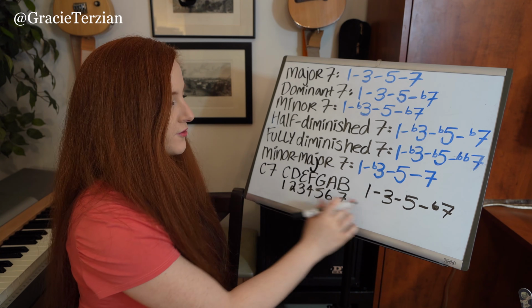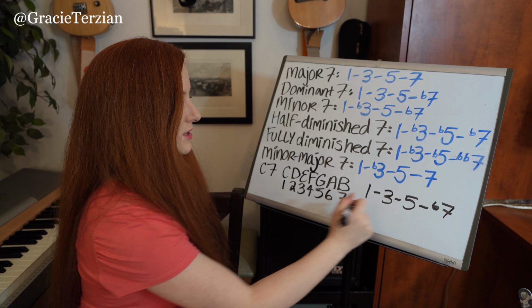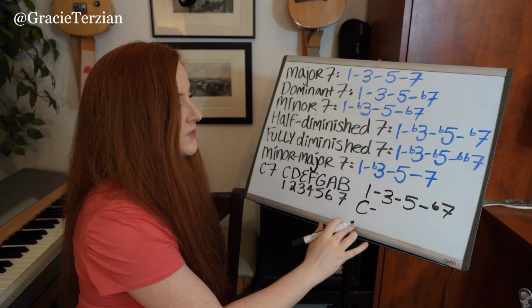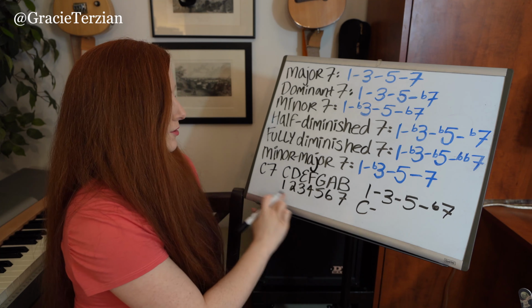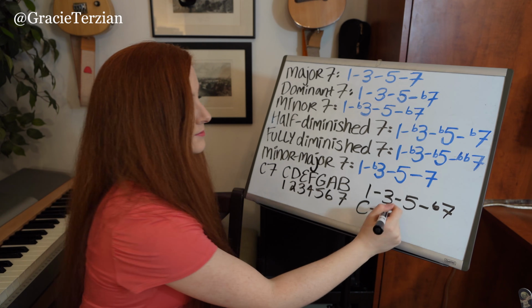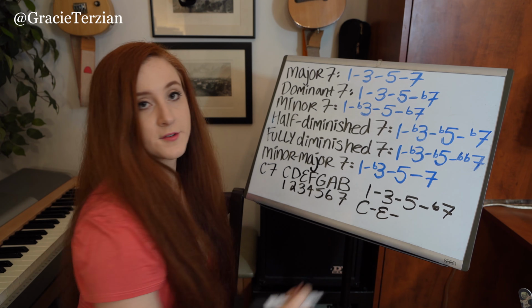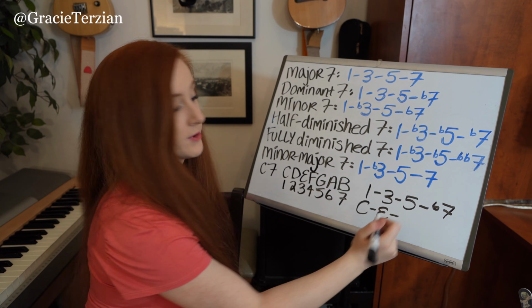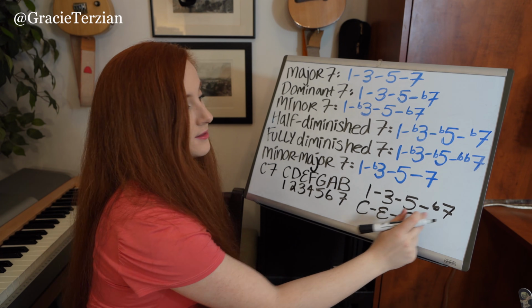What is the first degree of a C major scale? It's just a C. Nice and easy. What about the third degree? It's E. What is the fifth degree? 1, 2, 3, 4, 5. It's G. What is the flat 7?